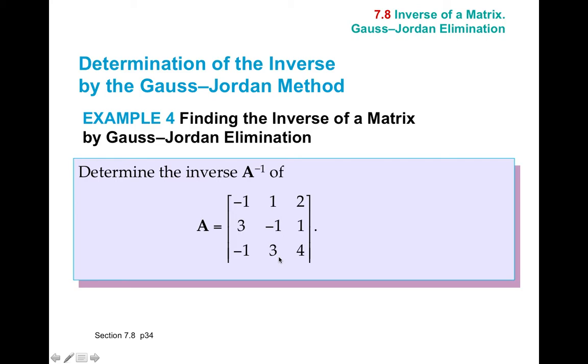The easiest way to find the inverse is to use Gauss-Jordan elimination. Now, we discussed Gaussian elimination. What does the Jordan part mean? The Jordan part means we're going to continue doing row operations until we get the unity matrix. So, determine the inverse of this matrix.